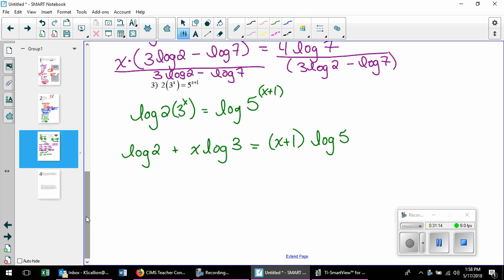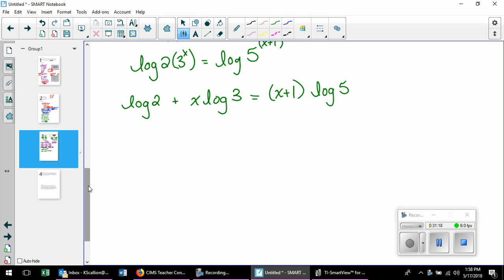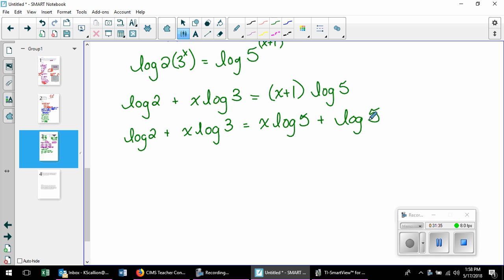Okay, what do we do? You just do it. Okay, I'll just do it. Gonna do the thing. Distribute. So I've got x times log 5 plus log 5. Do I need to put the 1 in front? We're all okay with that? Okay, what do we do now?